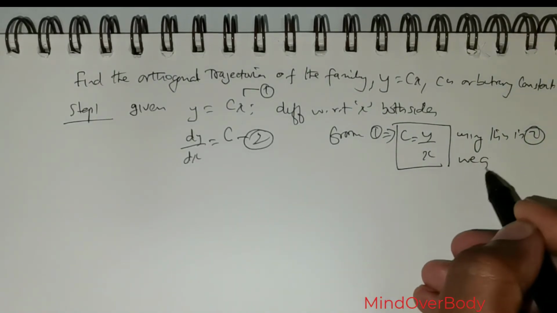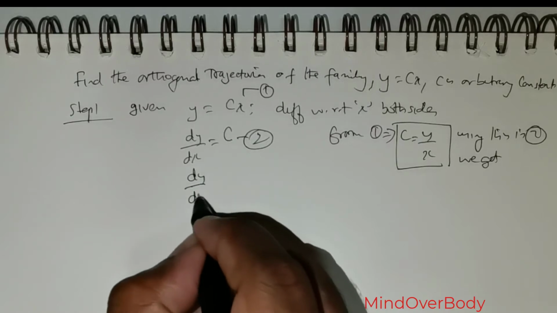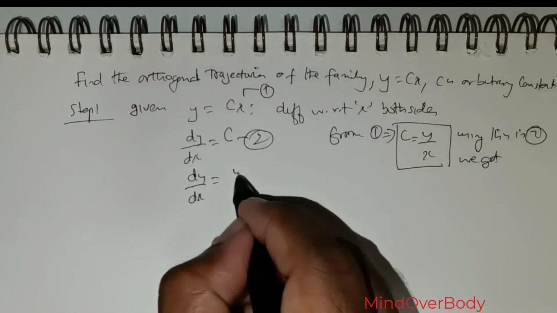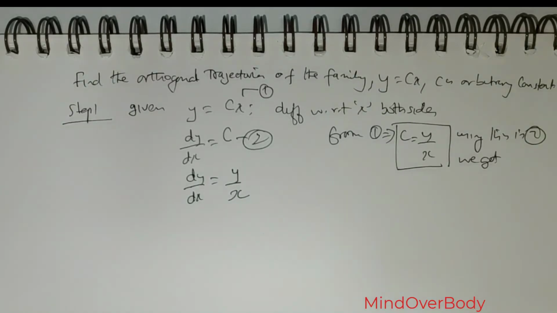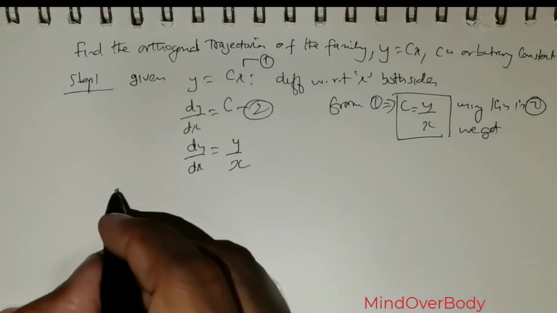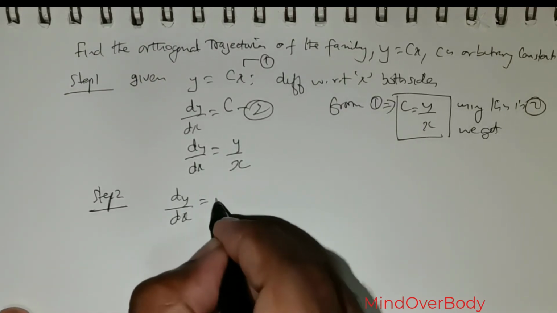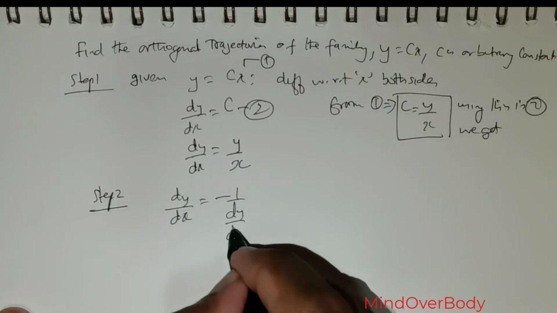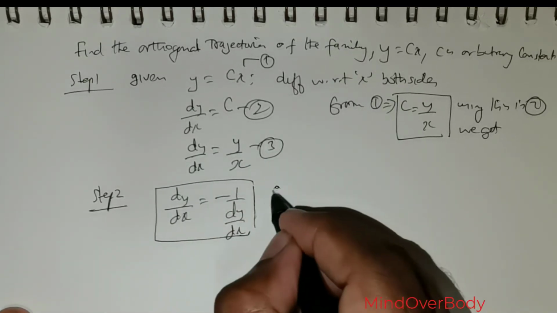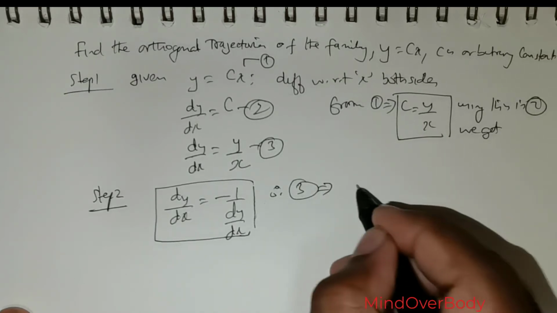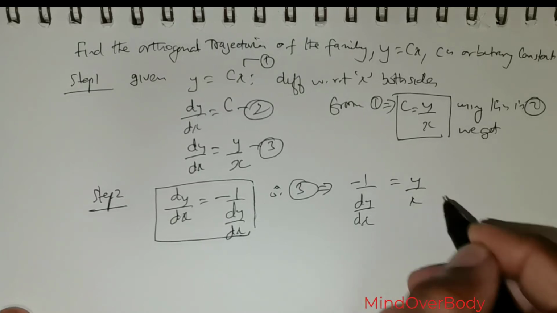So using this in 2, so I'm going to take this as 2. What do we get if we were to use this in 2? So dy over dx is equal to, in place of c, we get y over x. So this is what we have got. Now step 2, what is step 2? In step 2, we will have to replace dy over dx with negative 1 over dy over dx. So if I take this as 3, my 3 can be rewritten as negative 1 over dy over dx is equal to y over x.